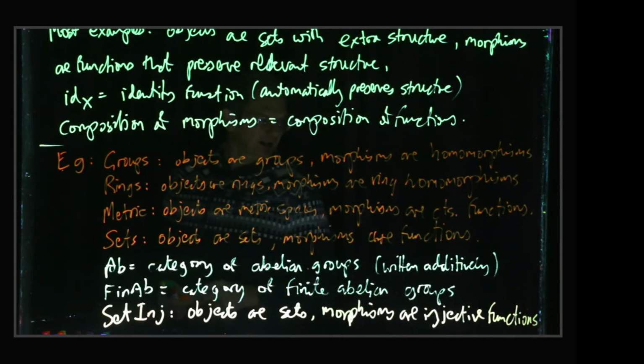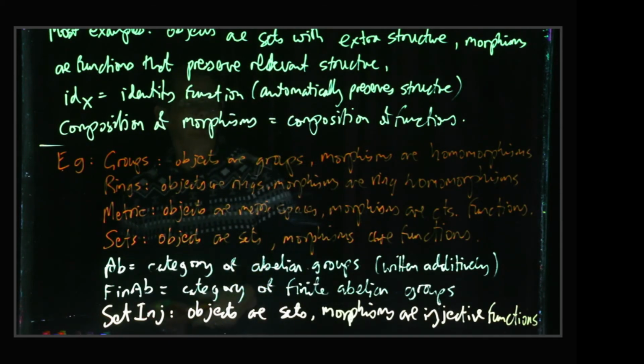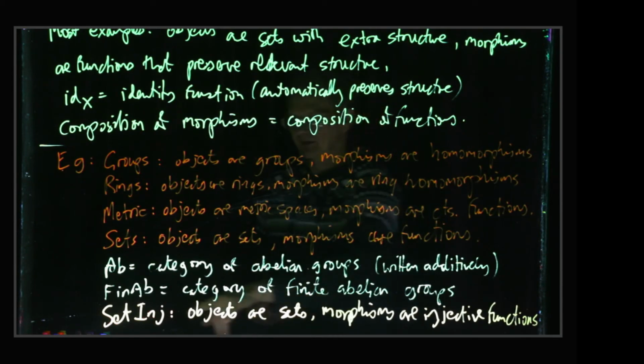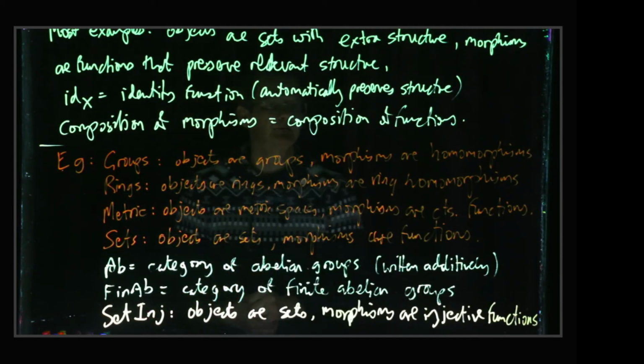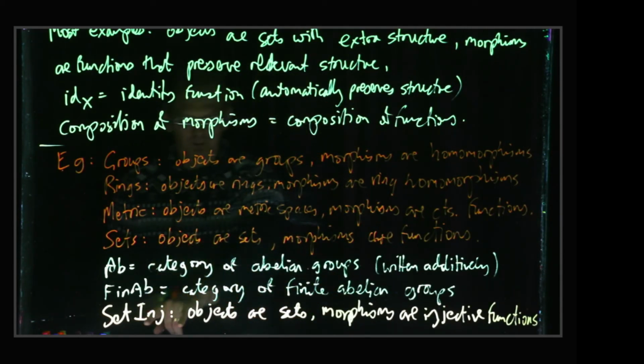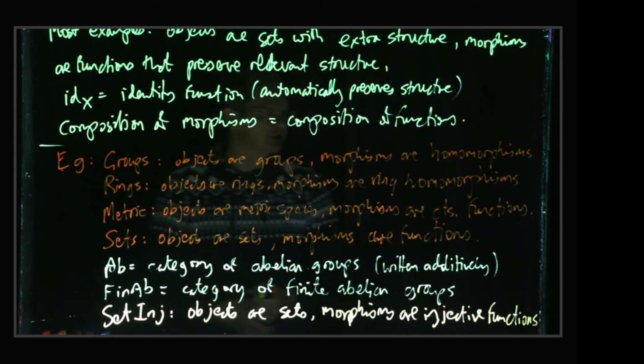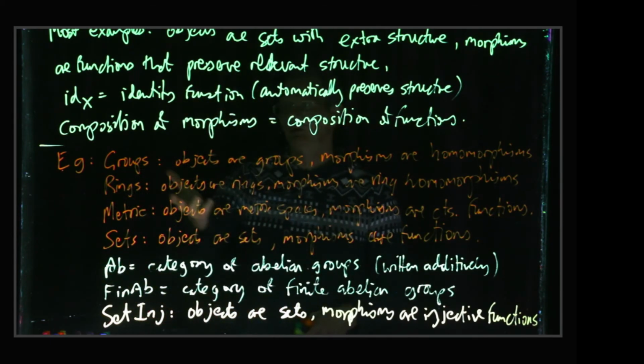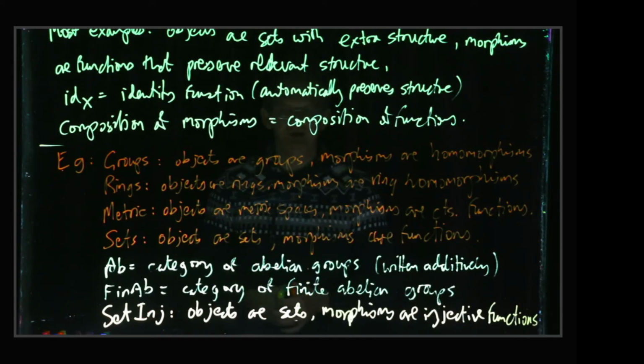Okay, so for this to make sense, we need to check a couple of things. We need to check that identity maps are injective, so that they count as morphisms in set ing. That's kind of obviously true. And then we also need to check that the composite of two injective maps is injective, so that we've got a proper composition rule in this set ing. But that's also easy to check. So that's one thing we could do. So we've got the category of sets and injective functions, or we could have the category of groups and surjective homomorphisms.